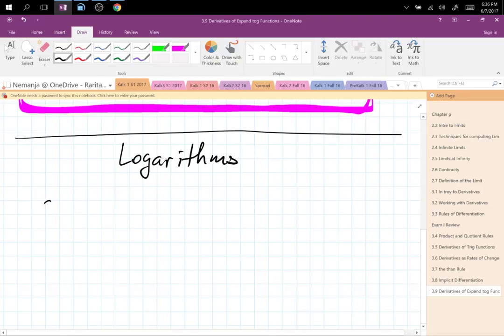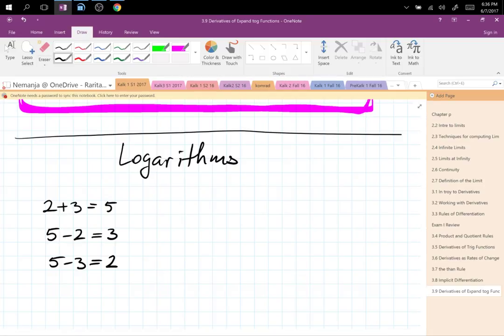So if I am to add 2 plus 3, I will get 5. And then if I am to subtract 2, I can get 3. And if I am to subtract 3, I can get 2. As you can see, you guys have opposite operations. Addition and subtraction can extract and give you back 2 and 3, which were the two input numbers for addition.